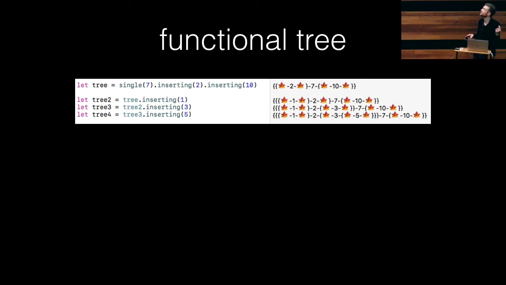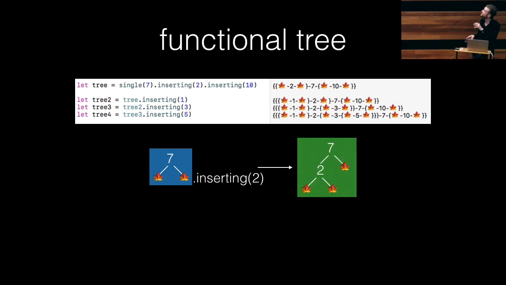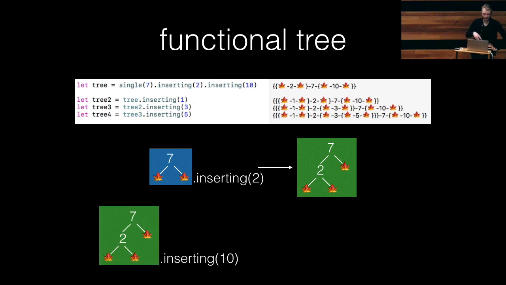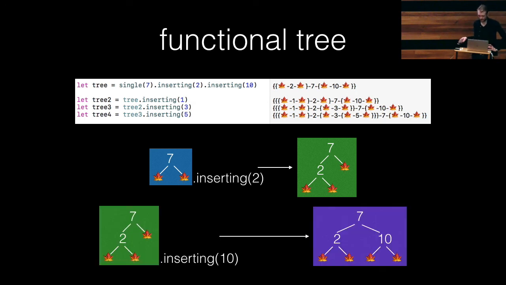because for the people who are not so familiar with functional programming and with value types, the point here really is that we have this piece in memory we insert to, and we get a new one. And that's why the color is different, because this is a new object that we get. And again, we inserted 10, and then we created a new one.